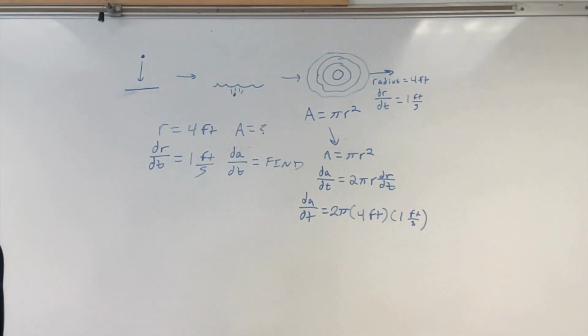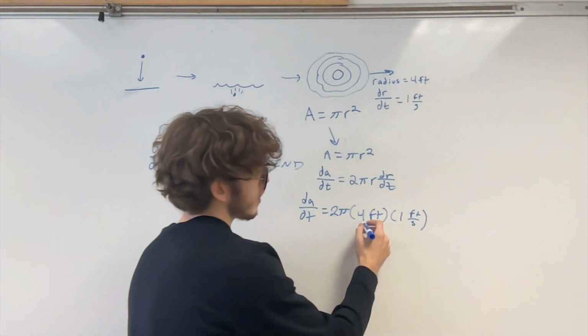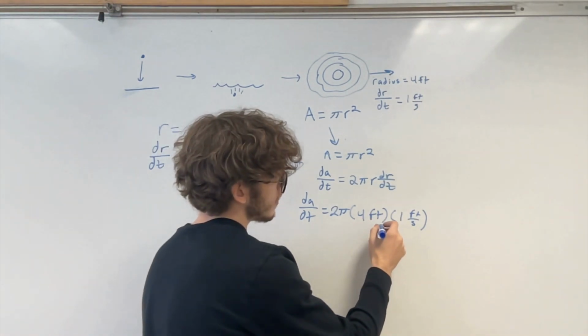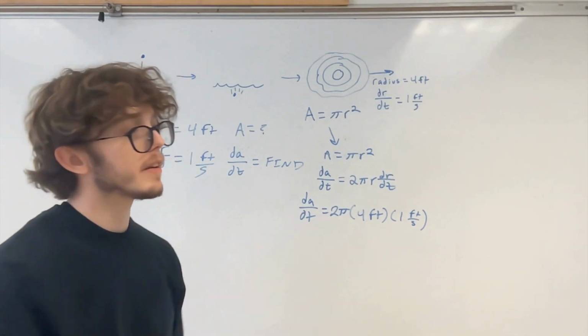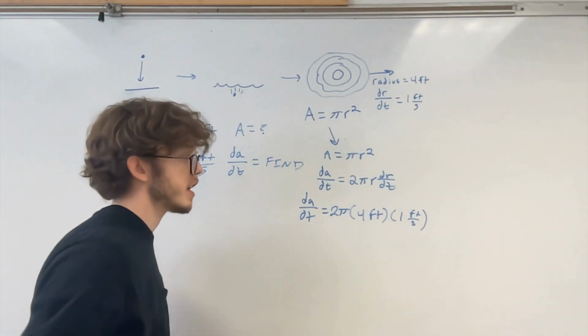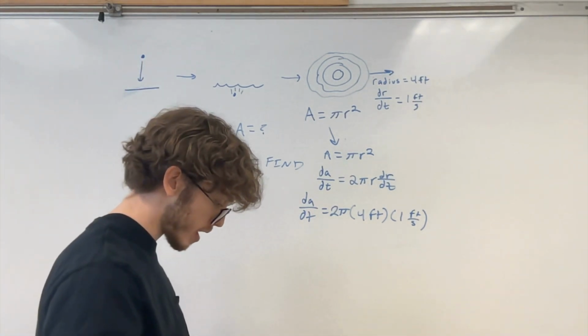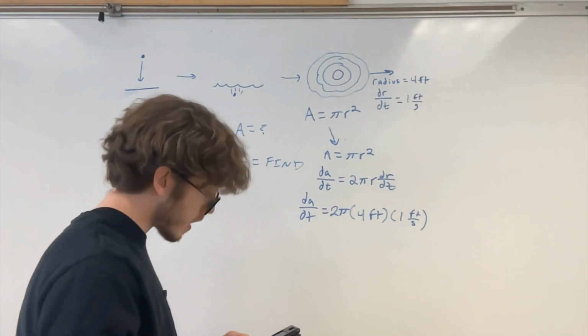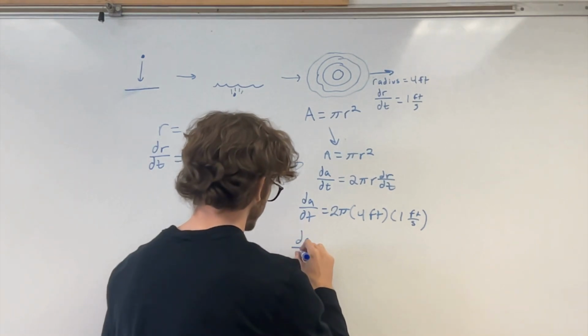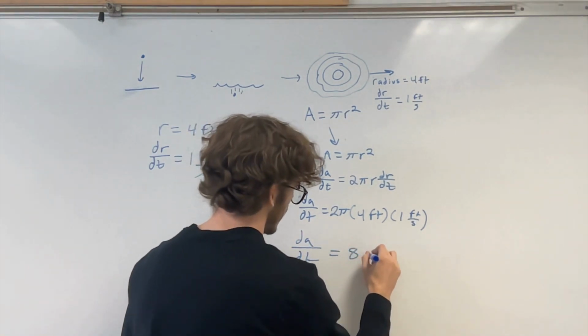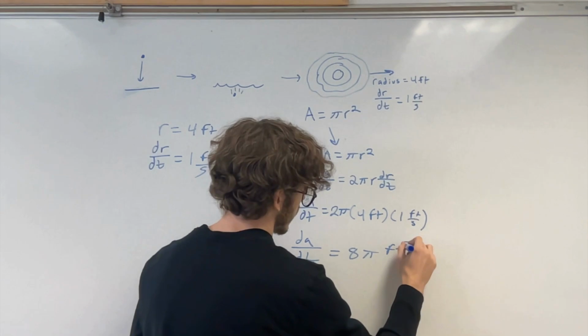So notice here the units, we're going to multiply a foot unit by a foot unit. That gives us feet squared per second. Feet squared per second is change in area over time, so it works out pretty well. We're going to type it in here, and we're going to see that the change in area per unit time is 8 pi feet squared per second.